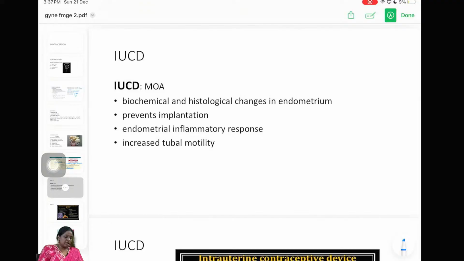IUCD is going to be the next, that is intrauterine contraceptive device. An intrauterine contraceptive device is going to create a mechanical, biochemical and histological change in the endometrium. It is a device that occupies the endometrial cavity, thus creating biochemical and histological changes, and it also prevents implantation. There will be an inflammatory response inside the endometrium, so there will be poor implantation once again, and it also causes increased tubal motility.